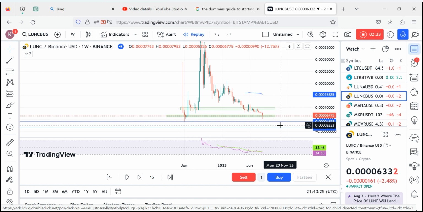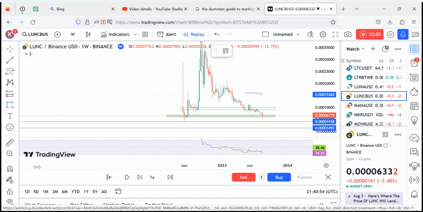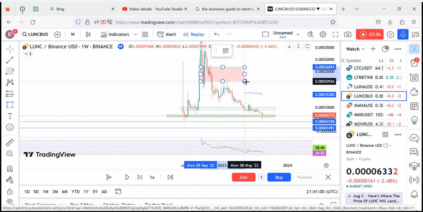lower. Right. So where do we expect Lunar Classic to crash or drop to? That is what we are going to look out for now. Alright, so let's look at this level. Remind you, this whole green candlestick. Let's draw our box. Let's bring in more confluence that indicates that the market would want to go lower.